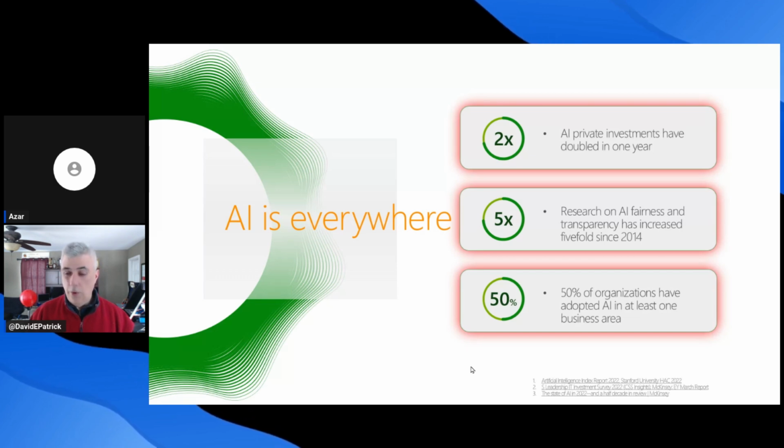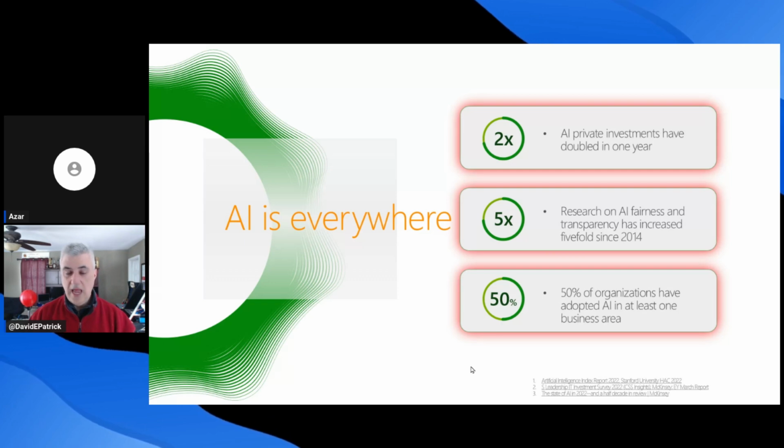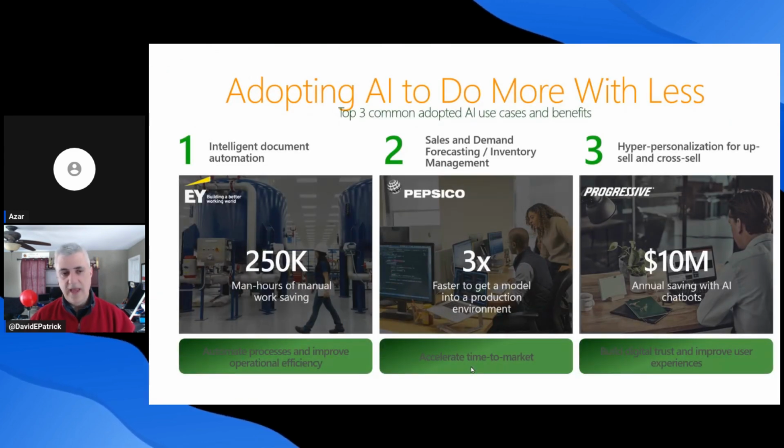They're also worried about fairness and transparency. So there's a lot of work being done in that area to make sure AI is not kind of going off the rails and we're sticking to what we want it to do for us. And really, half of organizations have adopted AI in at least one business area. So it's really exciting what some of these folks are doing with AI. I got some examples here that Microsoft gave me.